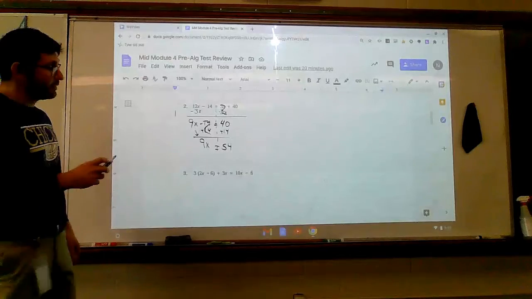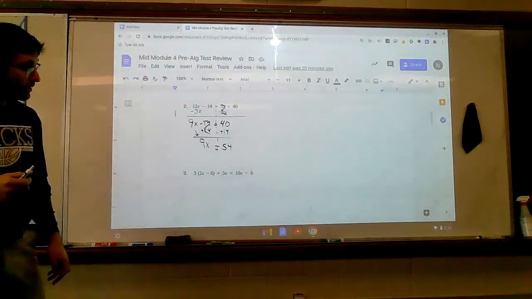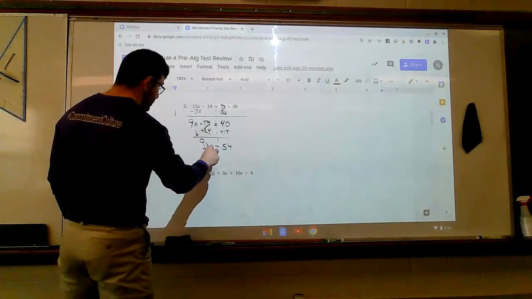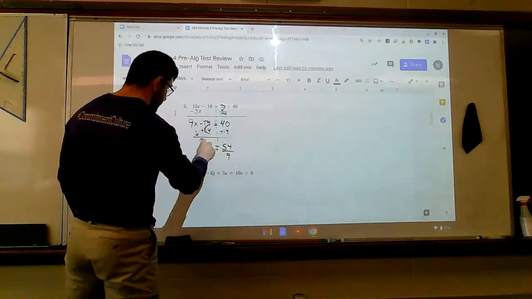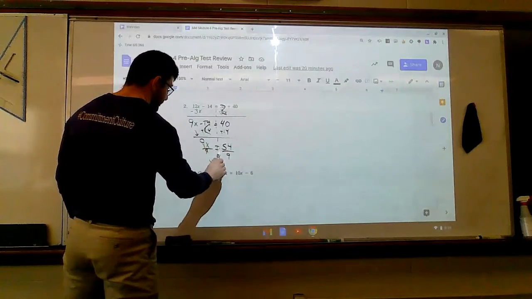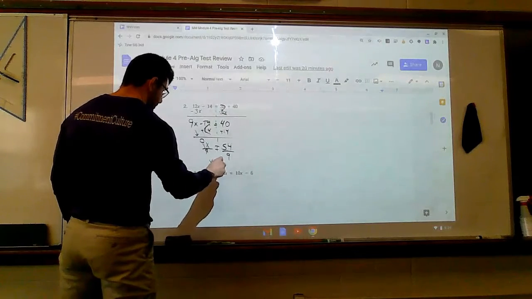From here, I divide both sides because the last step is to isolate the variable using multiplication or division. It's already multiplication, so we divide. That leaves me x equals, and that's going to be not 5 in this range, but 6.